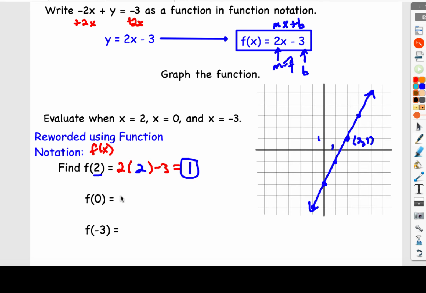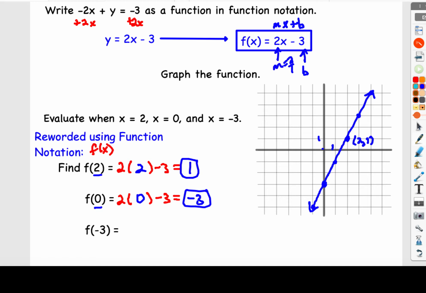F of 0 is saying 2 times x minus 3. But again, take out x, call it 0, right? That's f of 0, not f of x. So 2 times 0 is 0, minus 3 is negative 3. And notice we would have had the point 0, negative 3 on our graph.